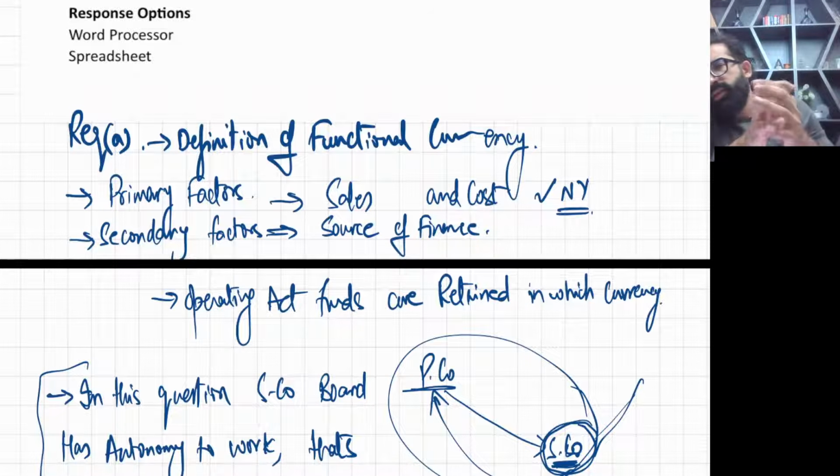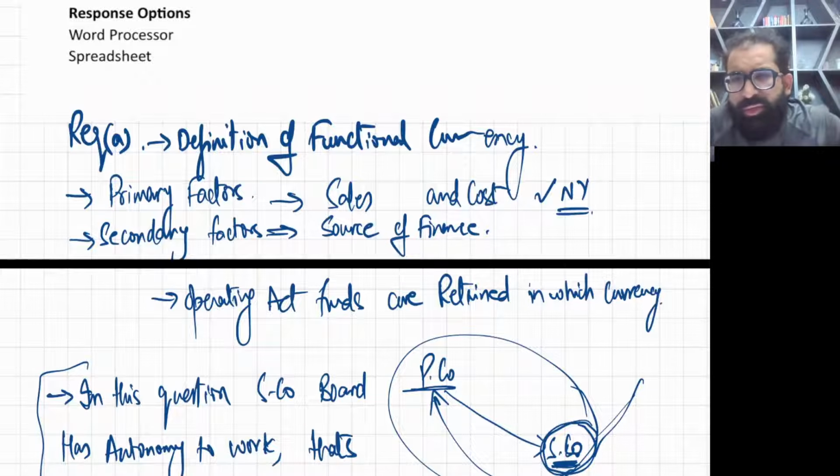The primary factors are the currency in which your sales is done, like your selling price, the currency that dominates your selling price, the currency that dominates your cost. So you can see in this question the sales and cost are done in NY.